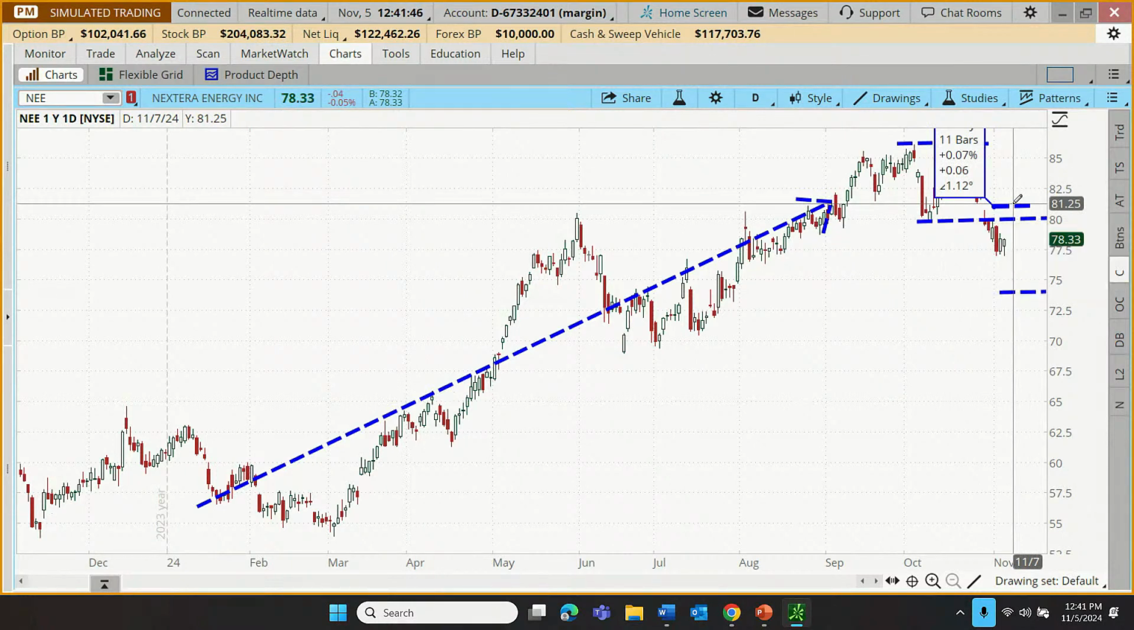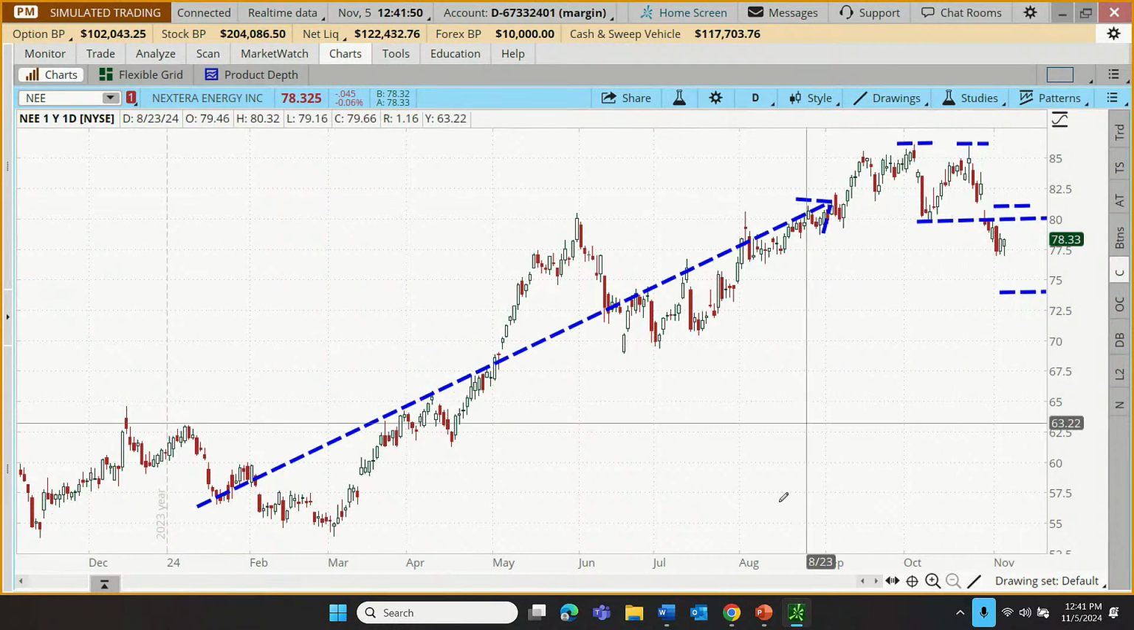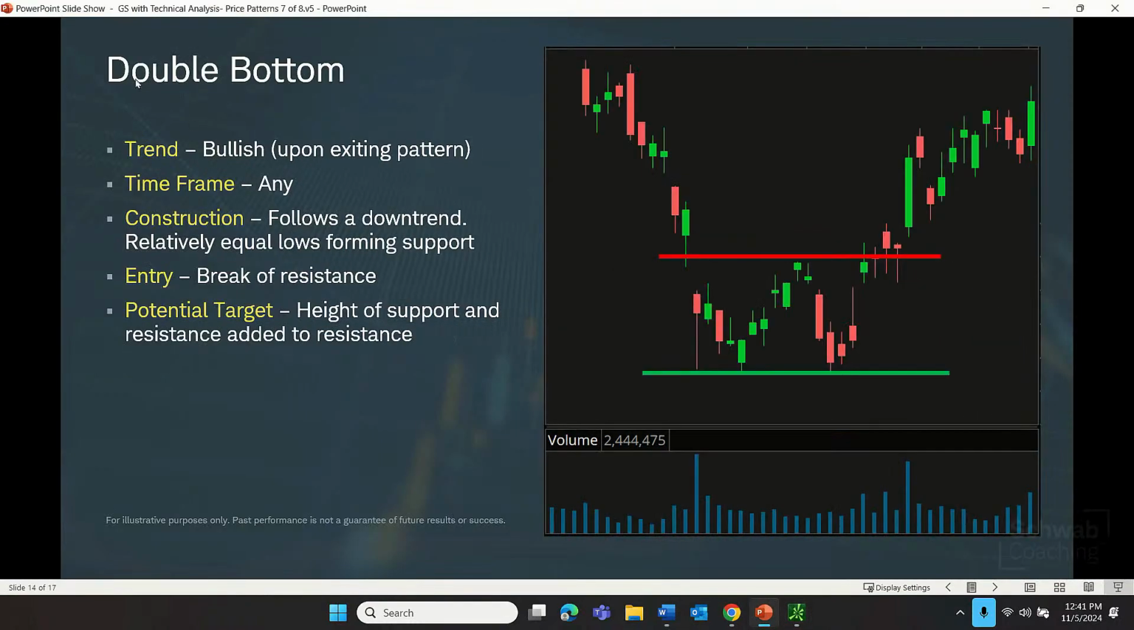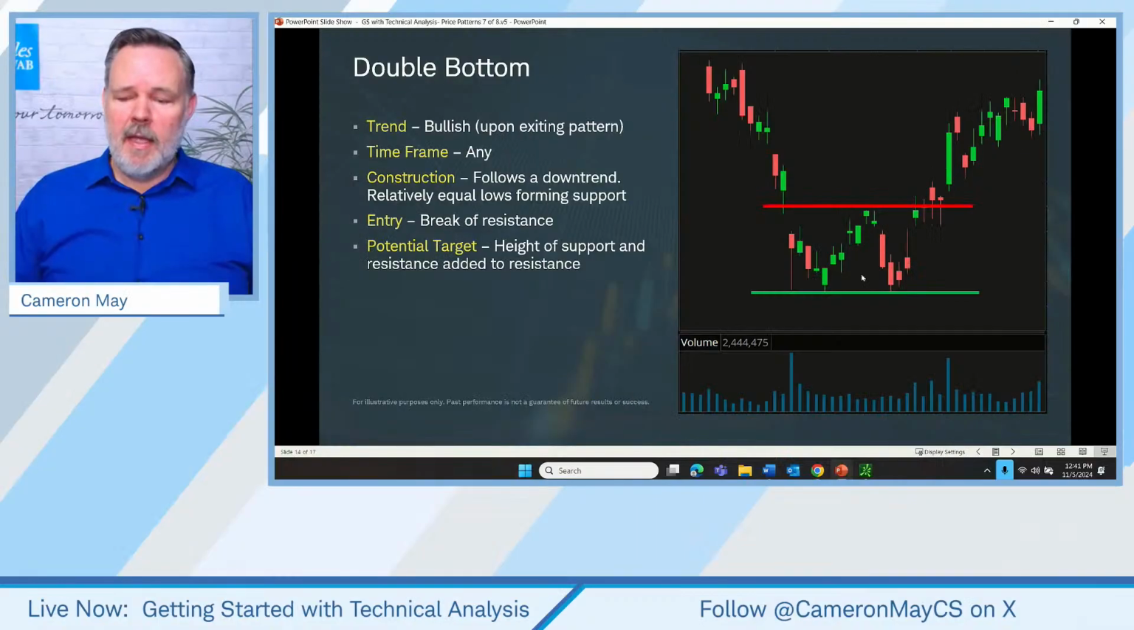What do you suppose they might call a bullish reversal pattern that's similar? Yep, it's called a double bottom. Trend is bullish upon exiting this pattern, bearish upon entering the pattern. It can happen in any time frame.